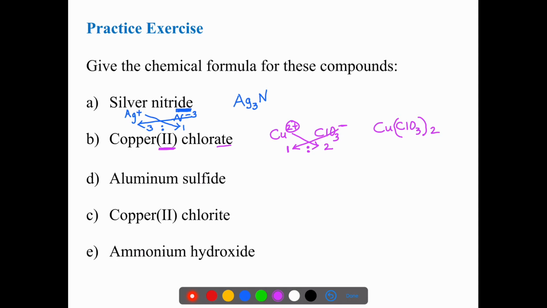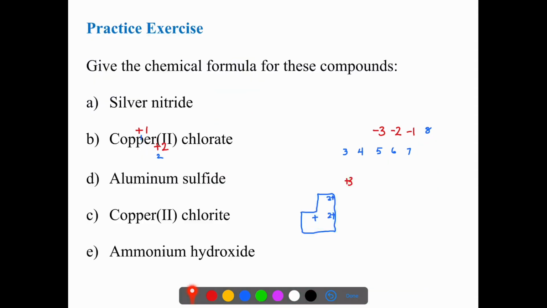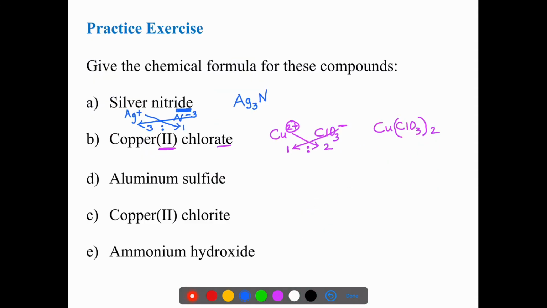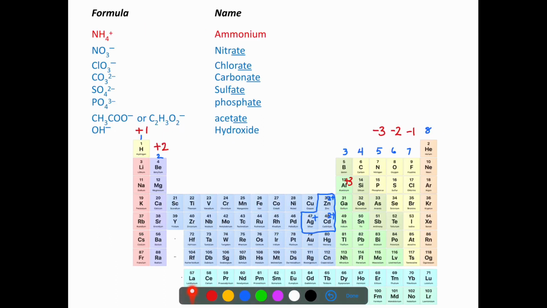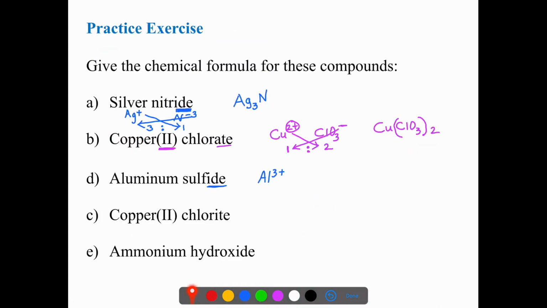Let's keep going. Aluminum. Aluminum ion's charge is always +3. And sulfide, if the name ends with ide, you go to the periodic table to figure out the charge. So sulfide is sulfur with 2 negative charges. Crisscross, 2 to 3, and that's already a simple ratio. So it's going to be Al2S3.